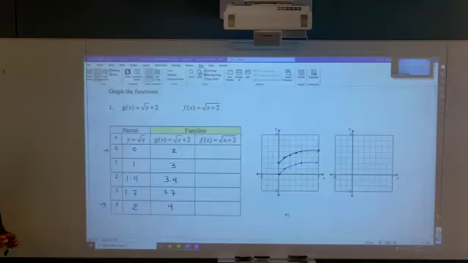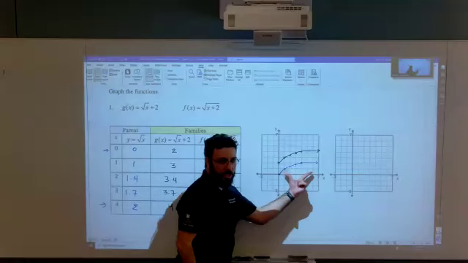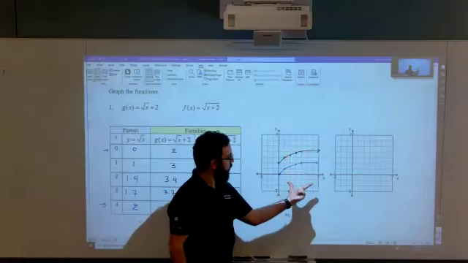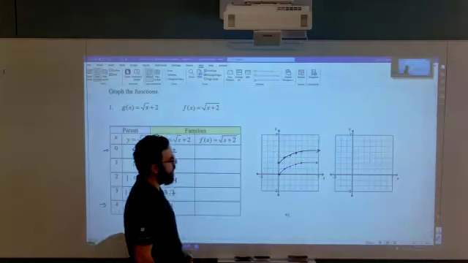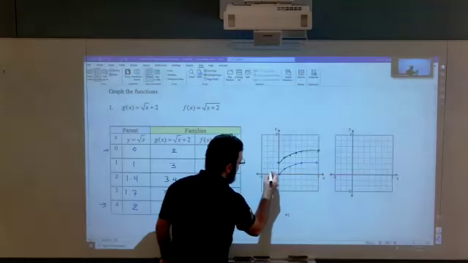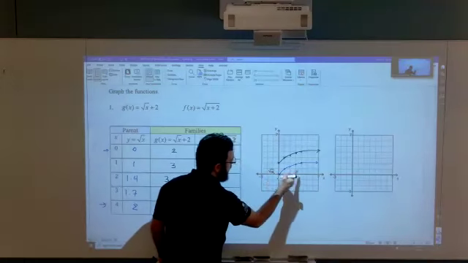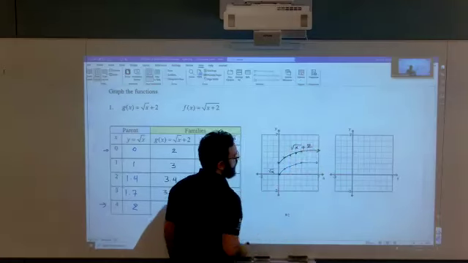You get the idea what we're doing? The basic graph here, what happened to it? Shifted up how many units? 2 units. Each point shifted up 2 units. This is the new graph. This is the graph of square root of x. This is the graph of square root of x plus 2.